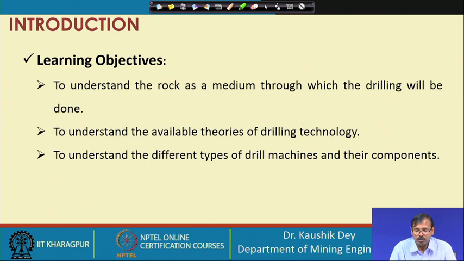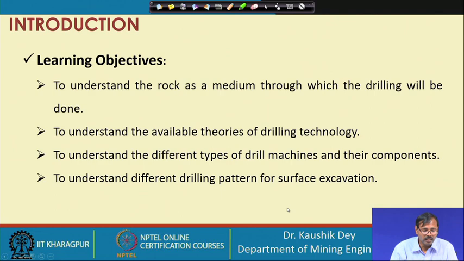The next is the understanding of different drilling pattern, which is essentially required for the surface excavation. So, now basically it comes that how we are placing our number of holes in the rock mass, so that we can get an easier way to excavate the rock. So, basically this is the positioning of the drill holes, this is the alignment of the drill holes. You should understand the requirement of this, you should understand the designing of this in this objective.